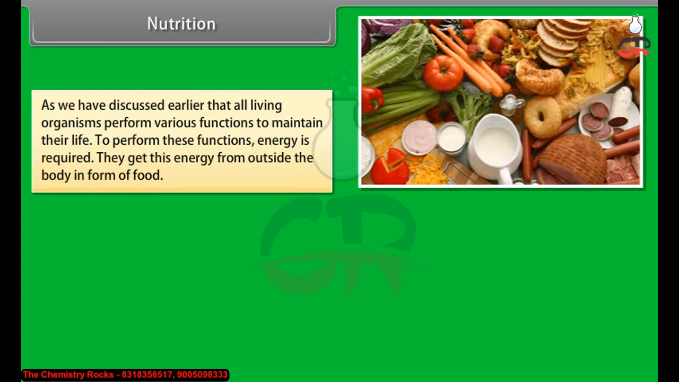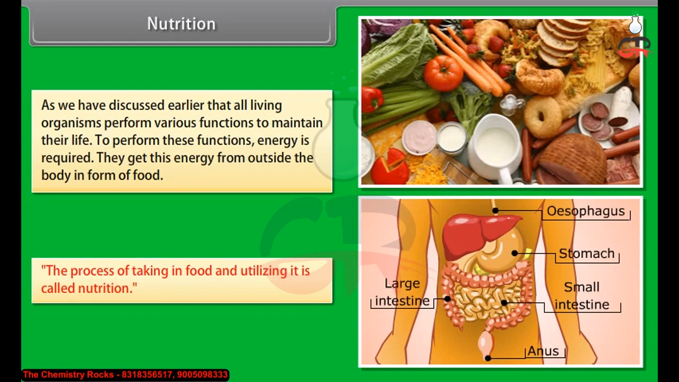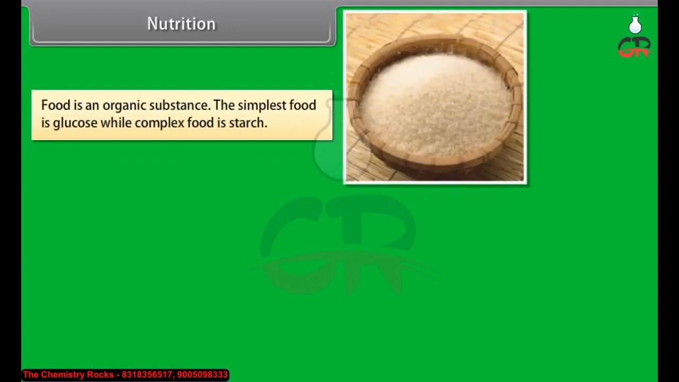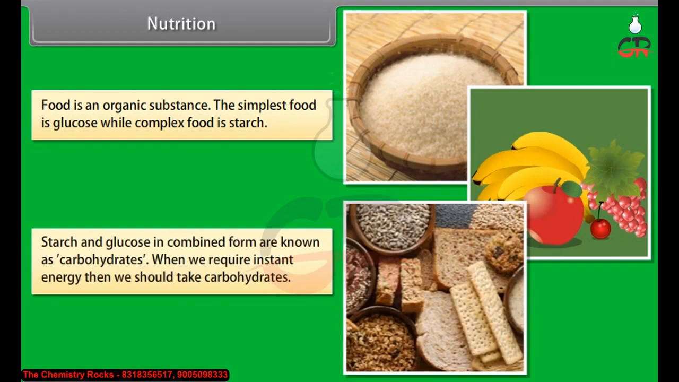Nutrition. As we have discussed earlier, all living organisms perform various functions to maintain their life. To perform these functions, energy is required. They get this energy from outside the body in the form of food. The process of taking in food and utilizing it is called nutrition. Food is an organic substance. The simplest food is glucose, while complex food is starch. Starch and glucose in combined form are known as carbohydrates. When we require instant energy, we should take carbohydrates.